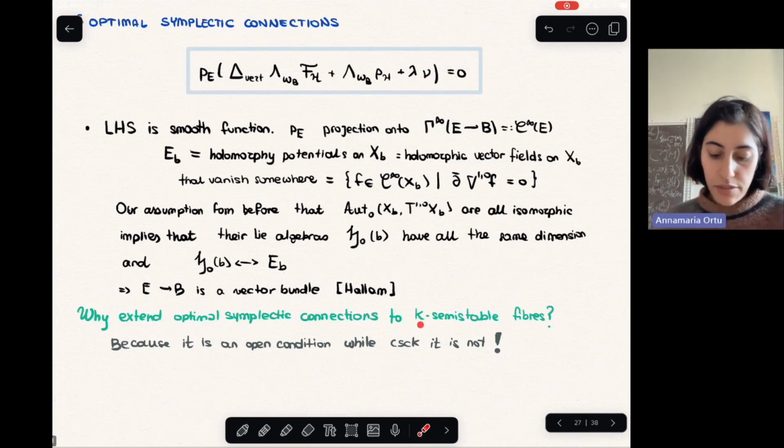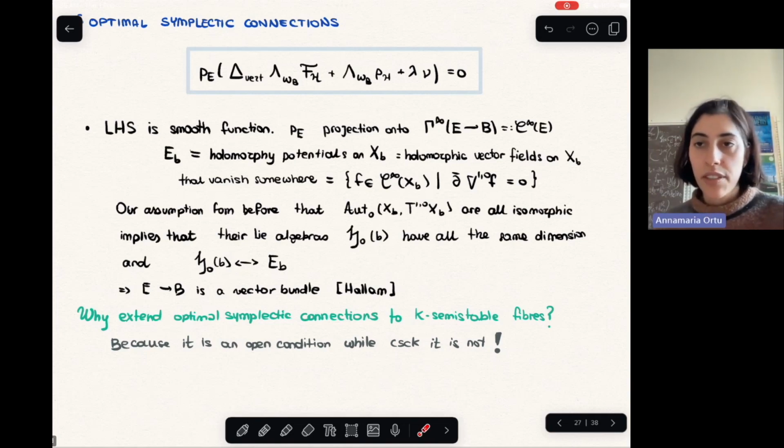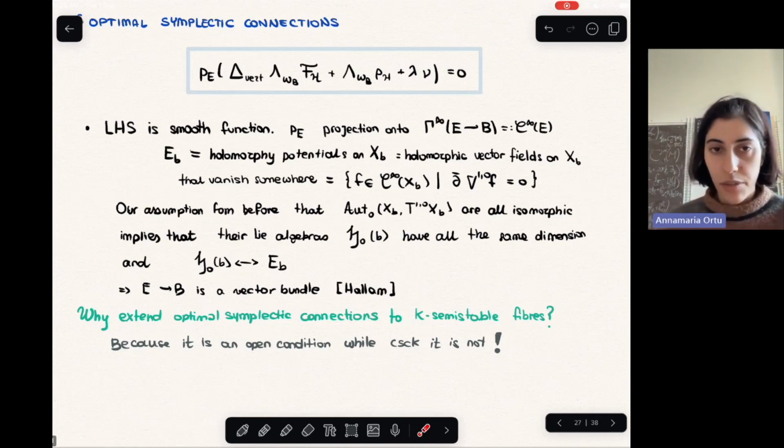And so the extension of this equation to the case of K-semi-stable fibers is important, because having constant scalar curvature is not an open condition, and in the construction of a moduli space, you need something that is open. So if I start with a fibration that has constant scalar curvature fibers, and I take a deformation of it, it might not have constant scalar curvature fibers.